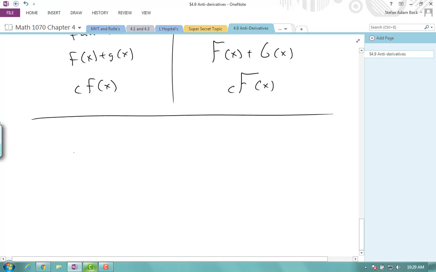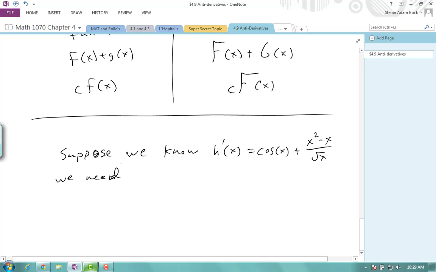So if I was given something like, suppose we know that h prime of x is equal to cosine of x plus x squared minus x over the square root of x. We need to know h of x. So I'd be looking for an antiderivative to this stuff over here.